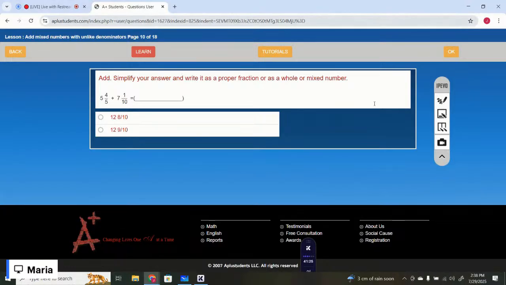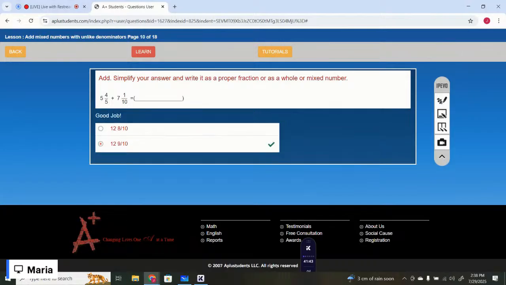Five whole 4 by 5 plus 7 whole 1 by 10. So which is the correct option? That is option number 2, 12 whole 9 by 10.